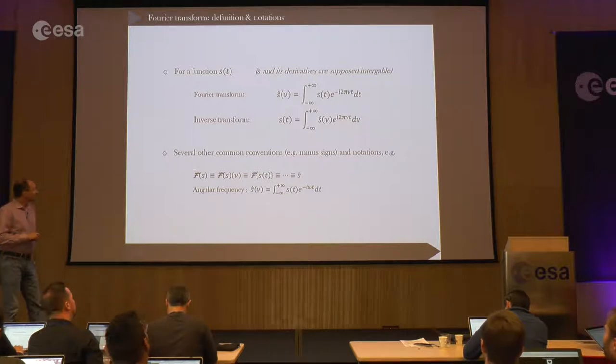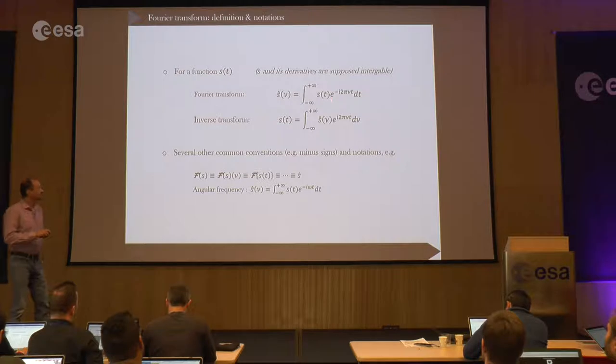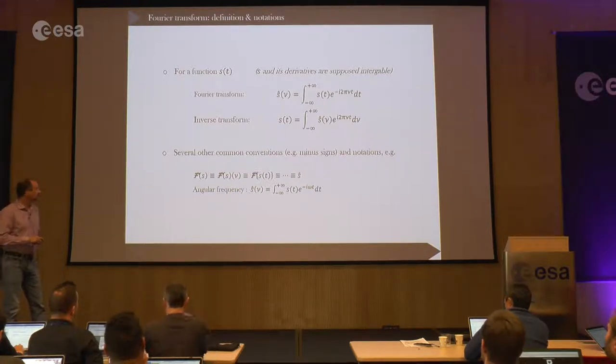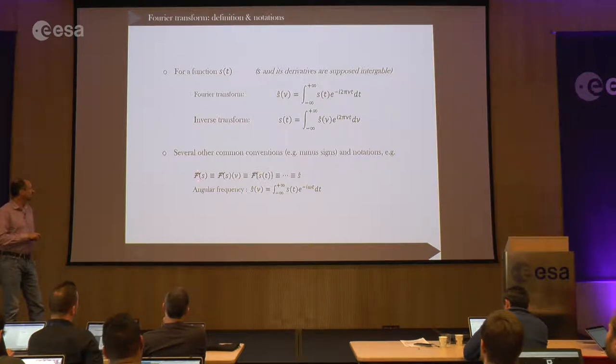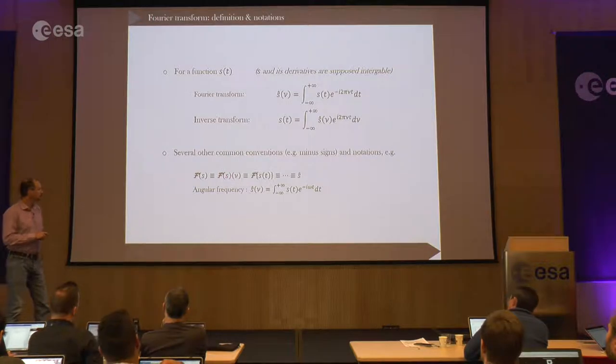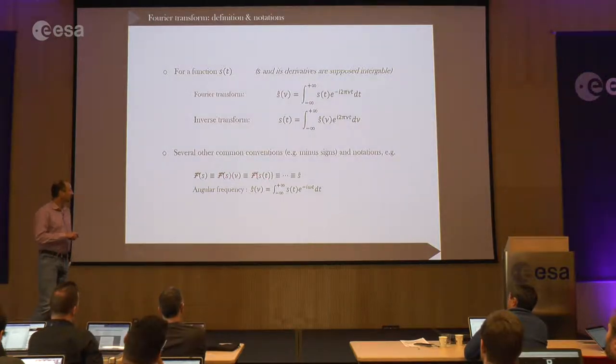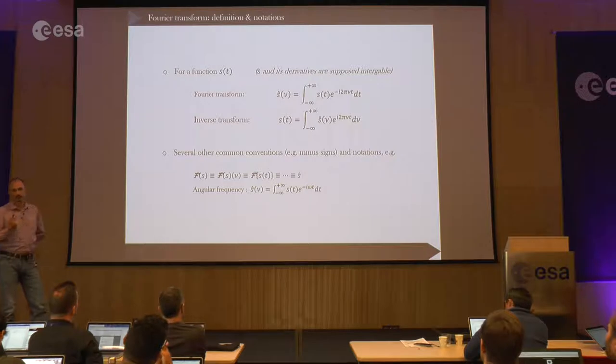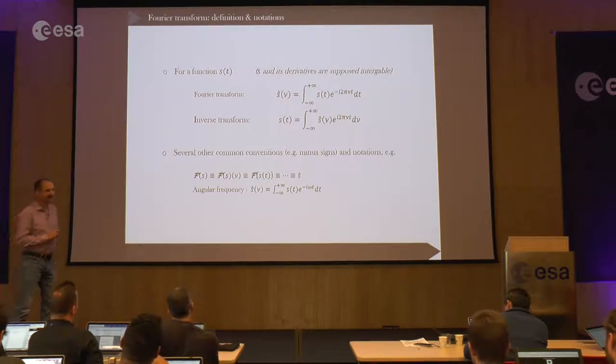There are, as I said, several other conventions. The minus signs, for example, can be reversed. You can find that in some places. Notations can be different. You can have this notation. They are all equivalent, so that would be capital F of S, or capital F of S of nu, or F brackets S of t. All that would be Fourier transforms. I will use mostly the S hat in the next slides.